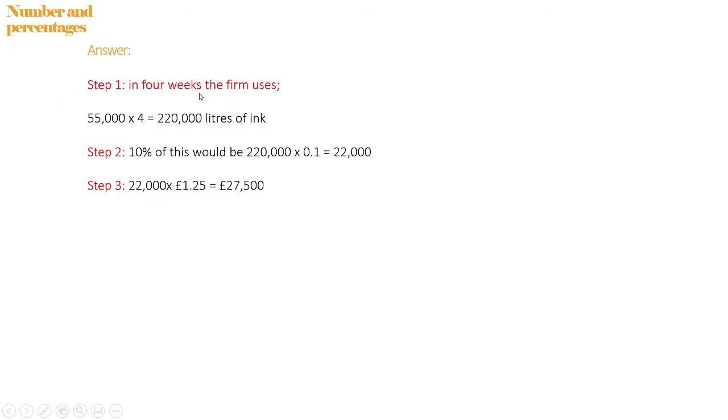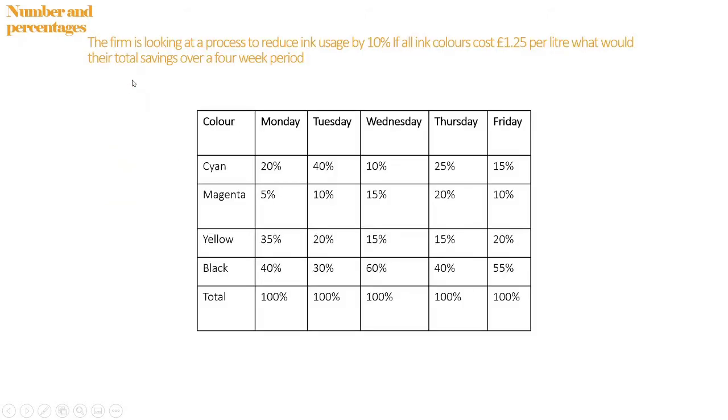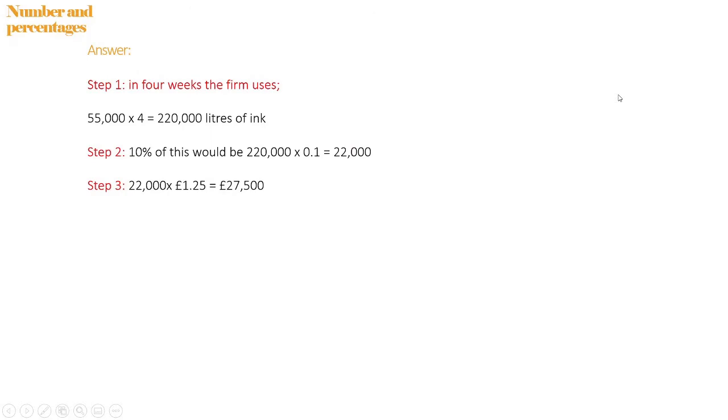So step two, find 10% of this, because it's asking us, trying to reduce it by 10%, so we need to figure out what the 10% of that is. So the simplest way to find out percentages of something, so you've got 220,000, and times that by 0.1, that gives you 10%. Same if it was 20, 30, 40, it'd be 0.2, 0.3, that kind of thing. So 10% of that gets you 22,000.